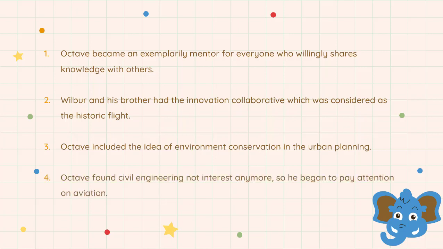Okay, number 4. Octave found civil engineering not interest anymore, so he began to pay attention on aviation. Okay, interest, this is noun. We have the verb find or found here. This verb is followed by object complement. The object complement actually can be the noun or adjective, but in this sentence, civil engineering is not interesting. So we need adjective, not noun. That's why interesting.